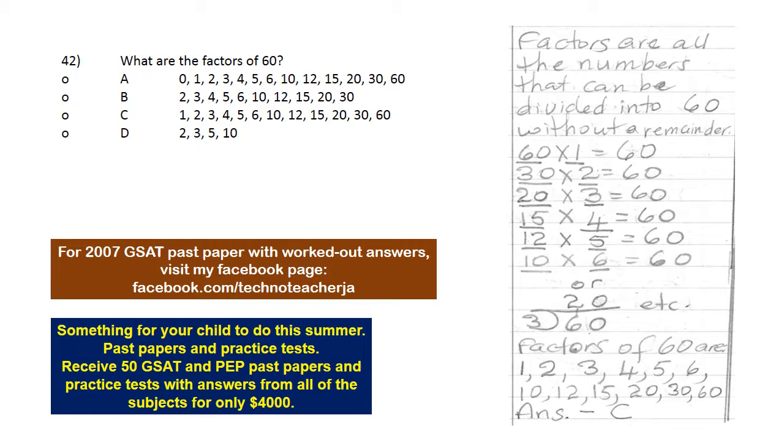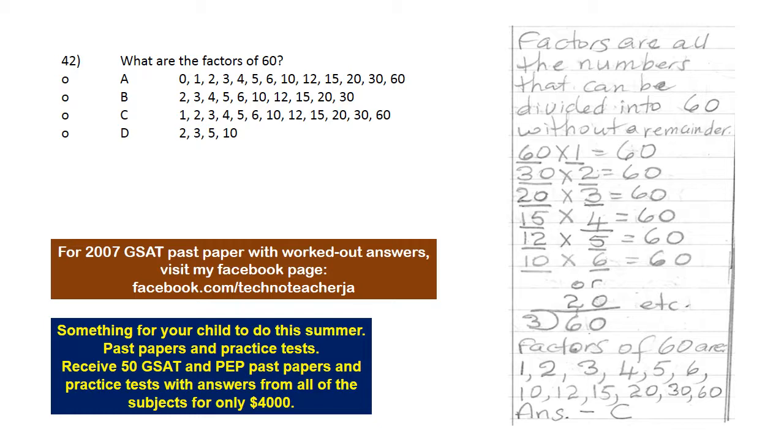we have already done 10 times 6. We've already done 5 times 12. We've already done 4 times 15. We've already done 3 times 20. We've already done 2 times 30. And we've already done 1 times 60. So we'll be repeating ourselves if we continue from here. So we can stop here.